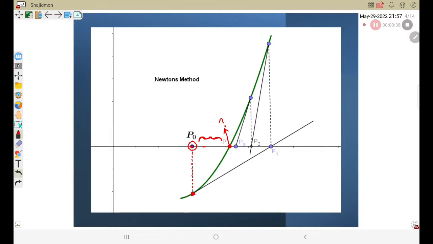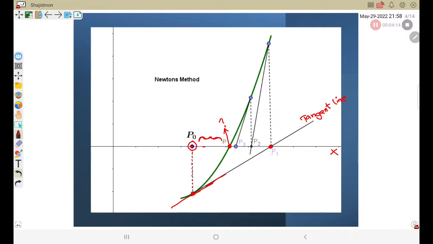After that we draw a tangent line passing through the point P0. A tangent line means a line passing through one point of the graph; a line passing through the point P0 of the graph is called the tangent line. Now wherever the tangent line touches the x-axis, here it is touching the x-axis, that number we call the first approximation of the solution, the P1 number.